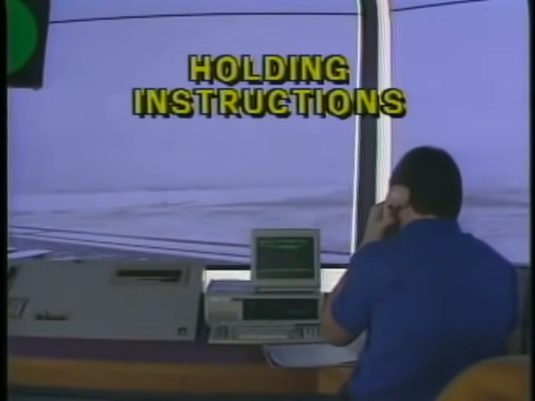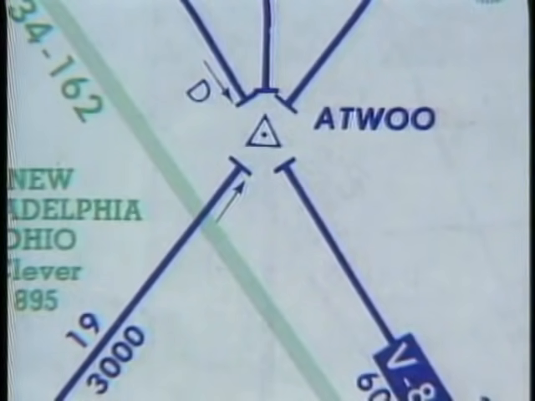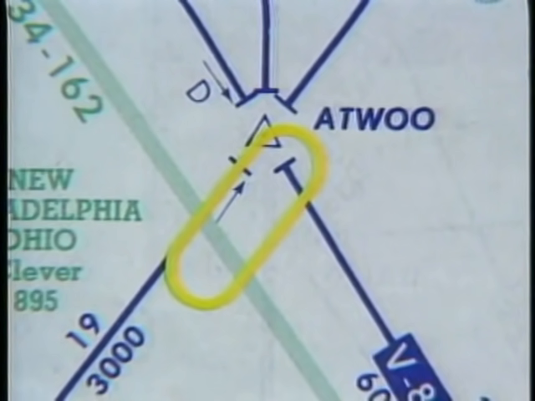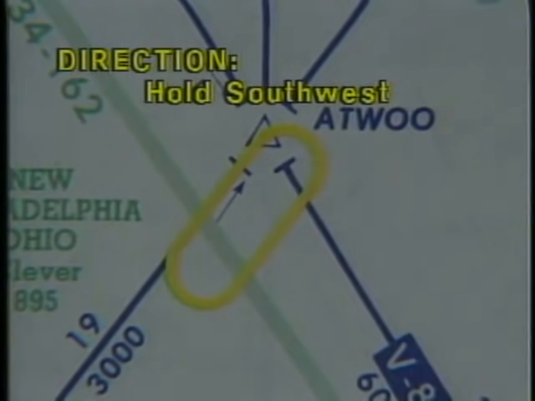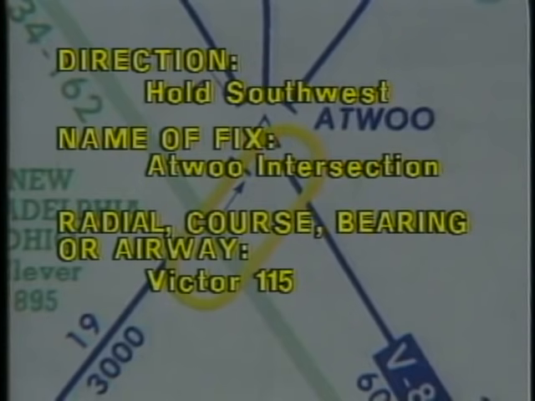When necessary, holding instructions are the next item in the clearance. Unless the pattern is charted, holding instructions contain the following: direction of hold in relation to the holding fix, the name of the fix, and the radial, course, bearing, or airway which you are to hold on. Finally, the holding instructions contain an expect further clearance time. "Hold southwest of Atwu intersection on Victor 115. Expect further clearance 1132."